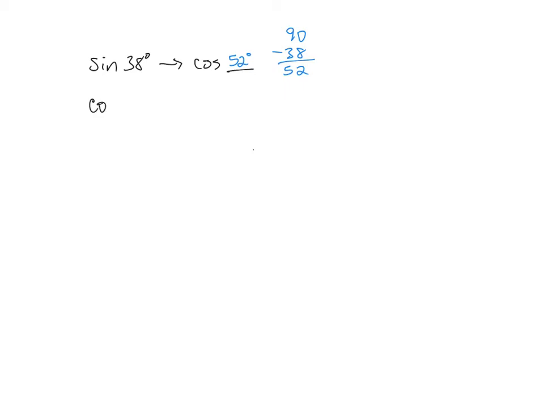If you had the cosine of 47, then the sine, it's the same thing. 90 minus 47 would be 43.